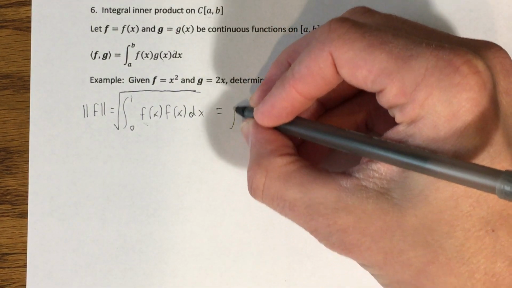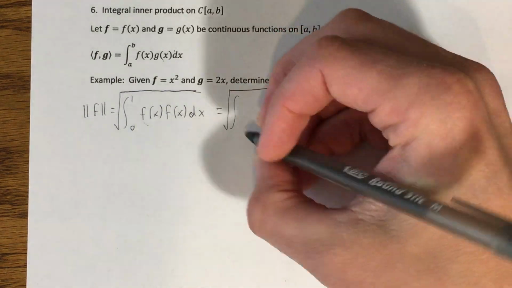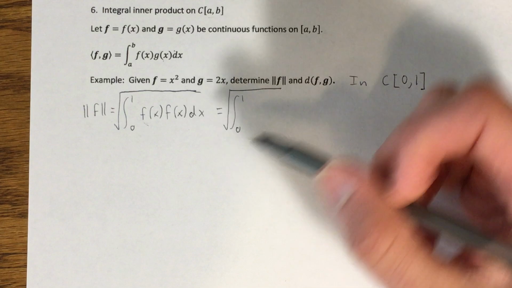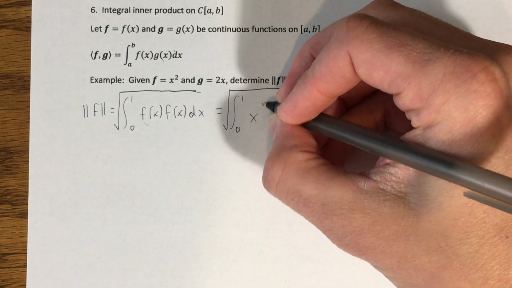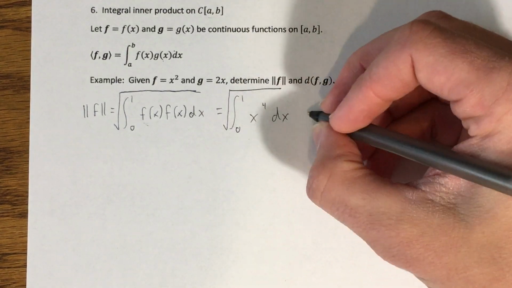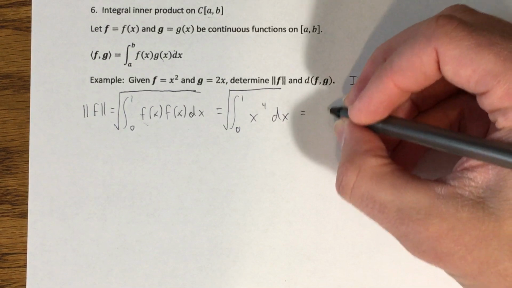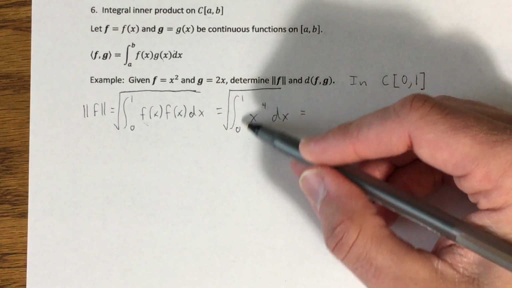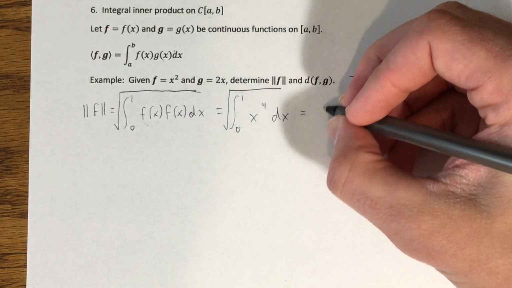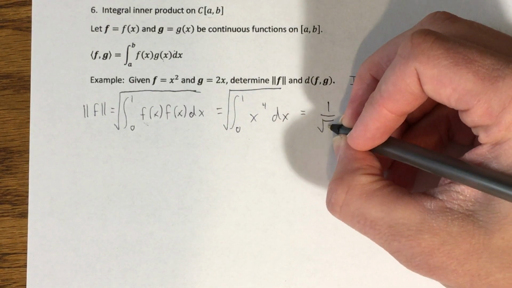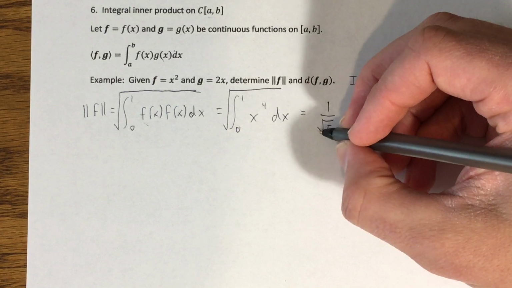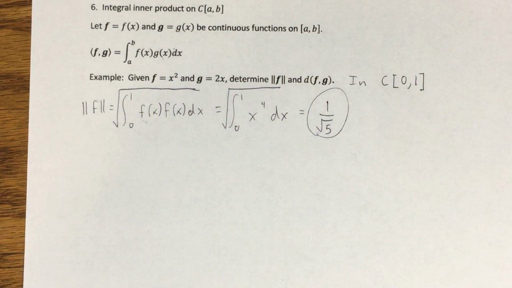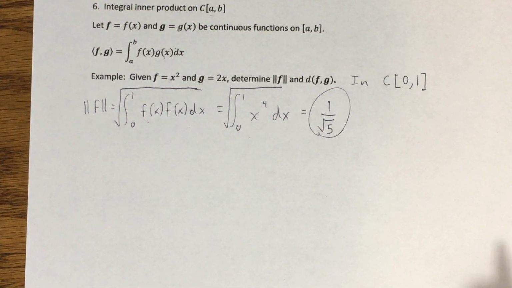So this would be the integral from 0 to 1 of x squared squared, which is x to the 4th dx. This integral here, we get x to the 5th over 5. Evaluated from 0 to 1 gives me 1/5. So this comes out to 1 over root 5 as my norm. Okay, so that's what we would think of as basically the size of this function.